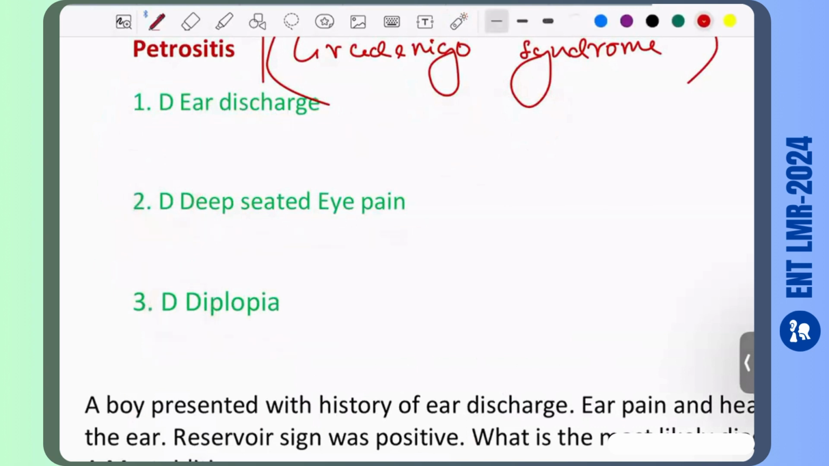This eye pain is due to fifth nerve involvement. This diplopia is due to sixth nerve involvement. The eye pain, fifth nerve involvement; diplopia, sixth nerve involvement.